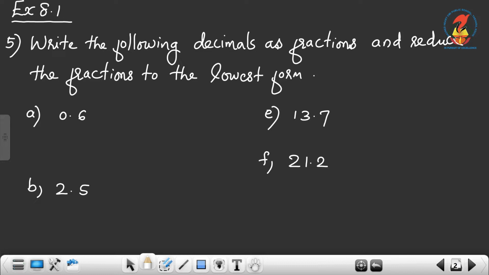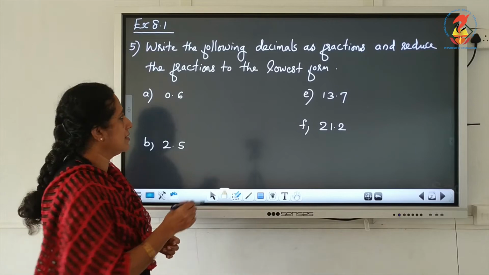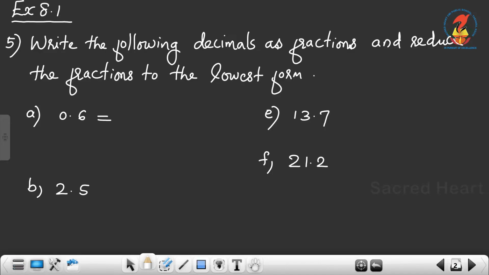0.6. How can we write it in the form of a decimal fraction? Look at how many decimal places are there in the decimal part. Only one. Therefore, first of all, without the decimal point, write down the number, that is 6. You can see that in the decimal part there is only one decimal place, so it is a division by 10. So it is equal to 6 by 10.